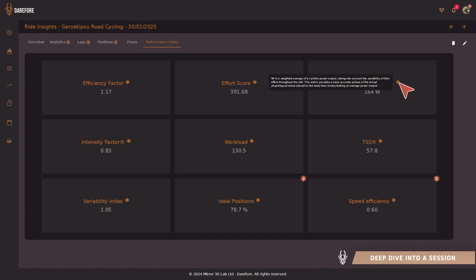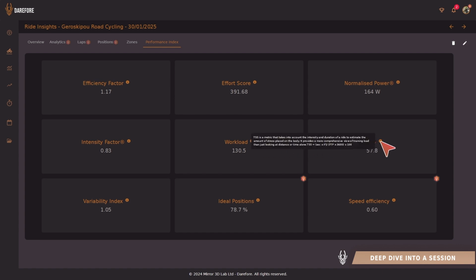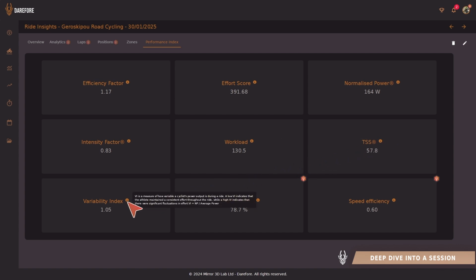Normalized power. This provides a more accurate representation of your average power output, accounting for variations in intensity. Intensity factor. This metric analyzes the relative intensity of your ride compared to your fitness level. Workload. This metric reflects the total work done during the ride, combining power and duration. Training stress score. This metric quantifies the overall training load of your ride. Variability index. This metric analyzes the variation in your power output throughout the ride.